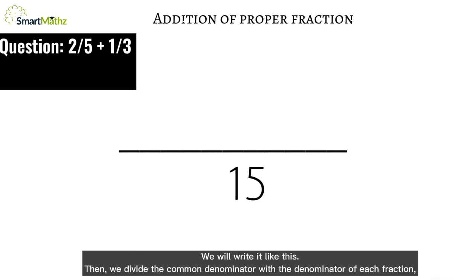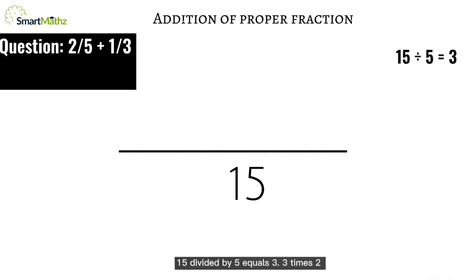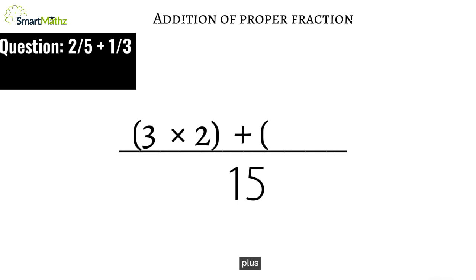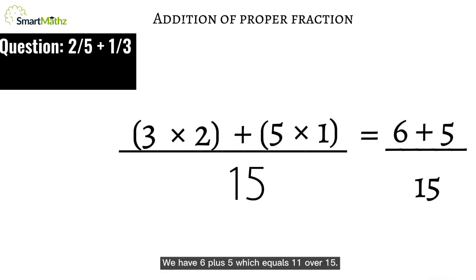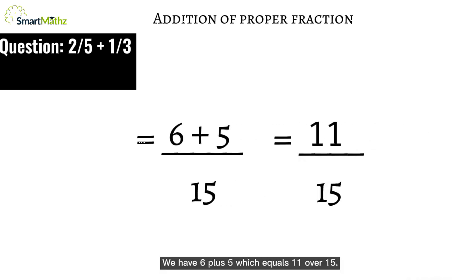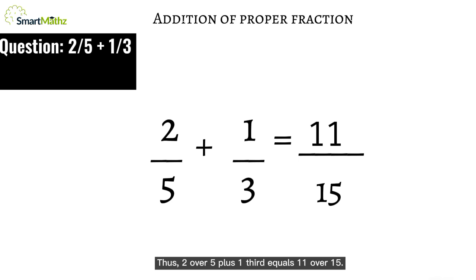Then we divide the common denominator by the denominator of each fraction. 15 divided by 5 equals 3. 3 times 2, plus 15 divided by 3 equals 5, 5 times 1. We have 6 plus 5, which equals 11 over 15. Thus, 2 over 5 plus 1 over 3 equals 11 over 15.